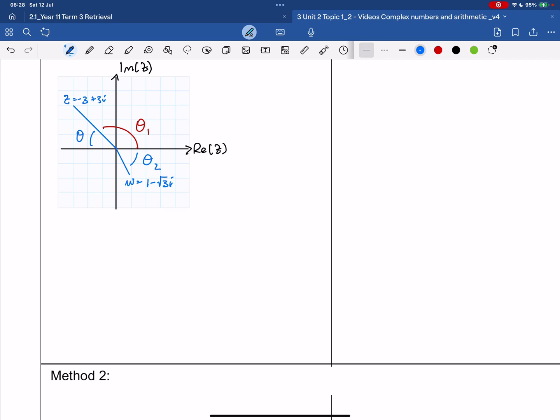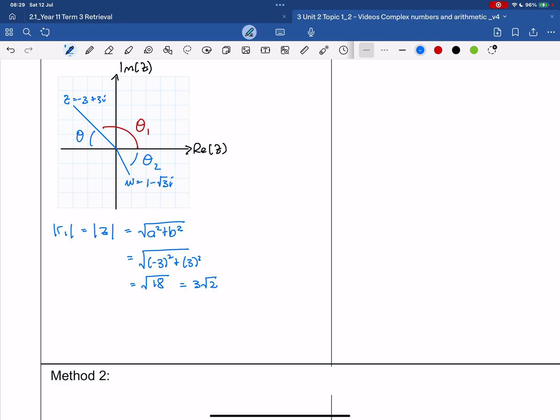Okay, so let's have a look. My first r, or my modulus, is going to be my modulus of Z, and we write that as the square root of a squared plus b squared, and so that's going to be negative 3 squared plus 3 squared, which is going to be root 18, and that simplifies to 3 root 2.